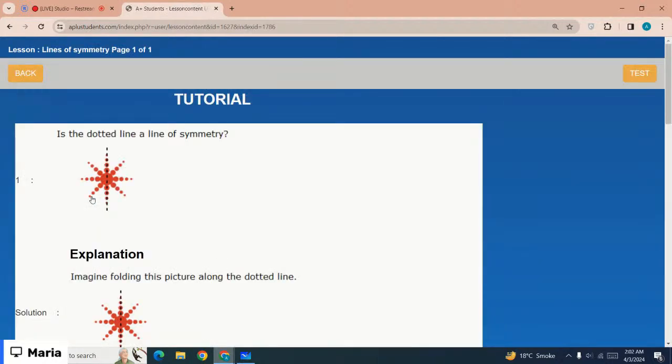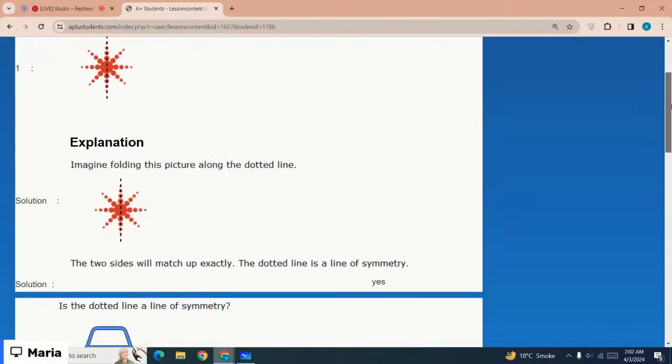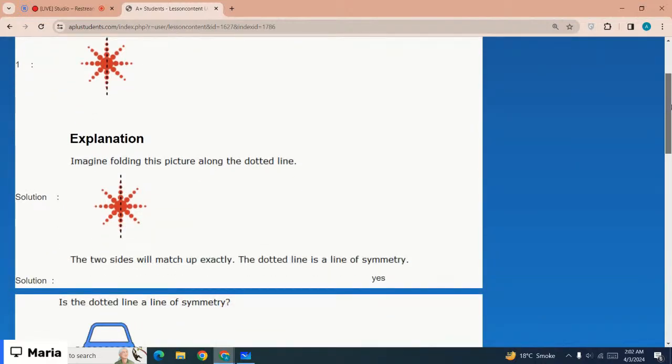Okay, let's start with the first example. Is the dotted line a line of symmetry? So you are given a dotted line on a shape. You need to see if the dotted line is the line of symmetry. Basically, if you fold the image along the dotted line, the two sides exactly match. That means that is the line of symmetry, right? So if you fold this image along the dotted line, the two sides will exactly match up. That means the dotted line is a line of symmetry. Got it? So yes, this is right for the first example.